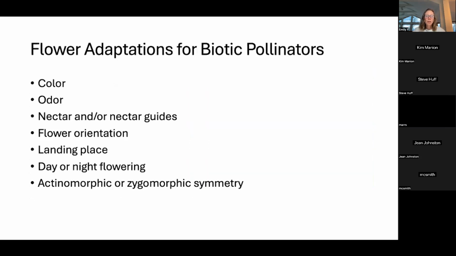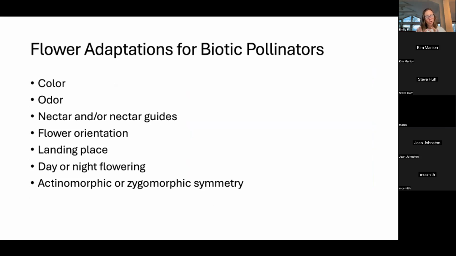And there are flower adaptations that have been done for those pollinators. So color: if your color is yellow, you're going to be getting bees. If your color is red, you're going to get hummingbirds. If your color is maroon and you smell like rotting flesh, you're going to get flies and beetles.